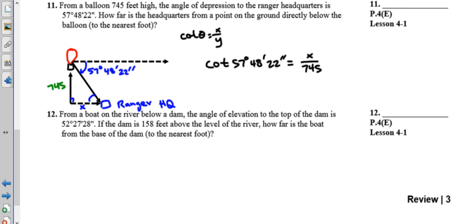To solve this, we're going to do one step. We're going to multiply by 745. Those go away, and this should give us our X. So I'm going to go to my calculator. Now, it appears from the drawing that this X should be smaller, so we'll do that as a check for our answer. And I know it should be smaller because this angle was more than 45, so the drawing should be somewhat accurate.